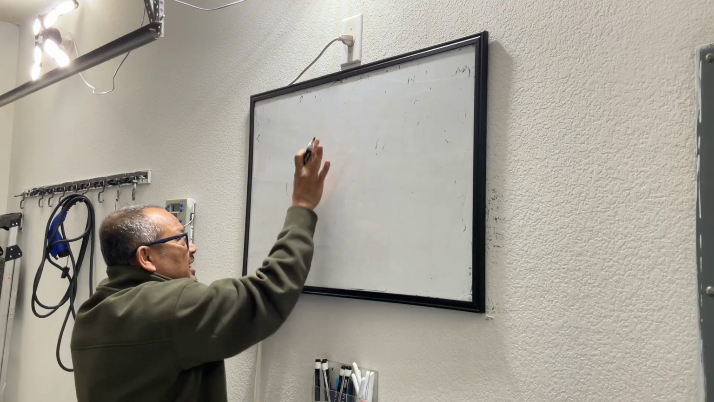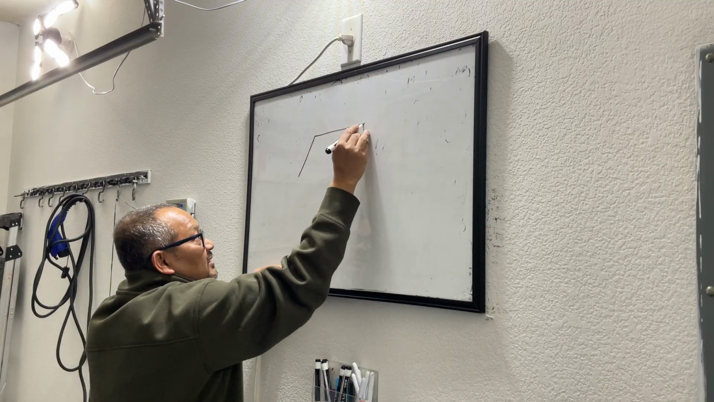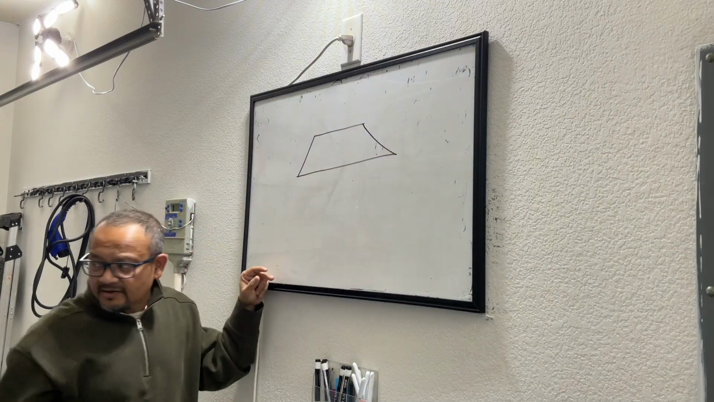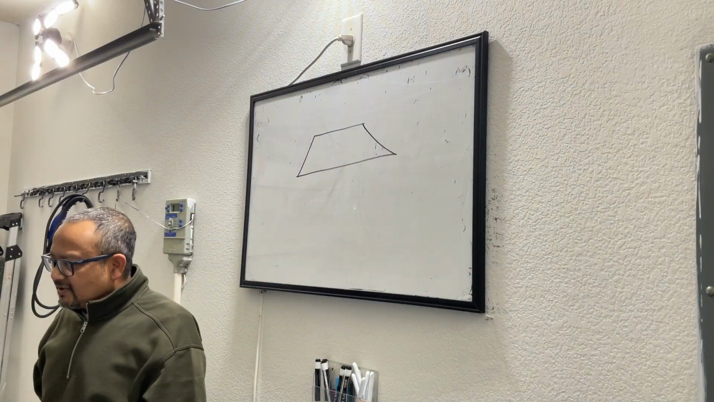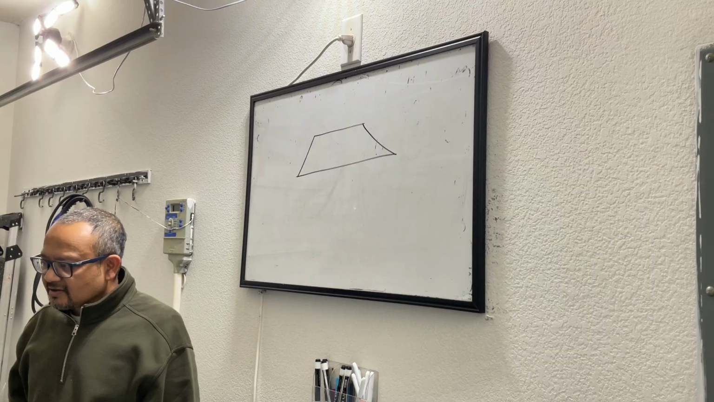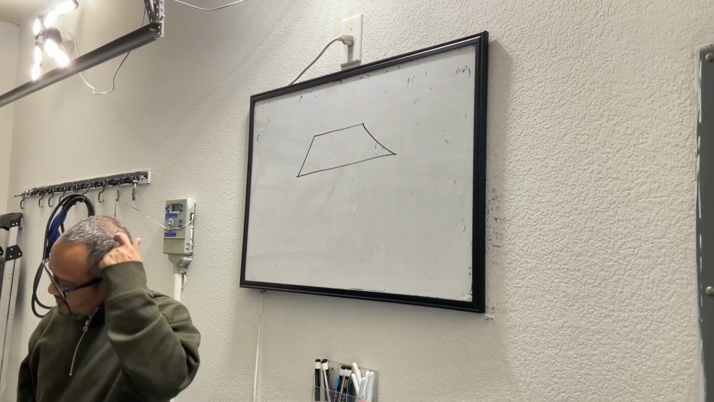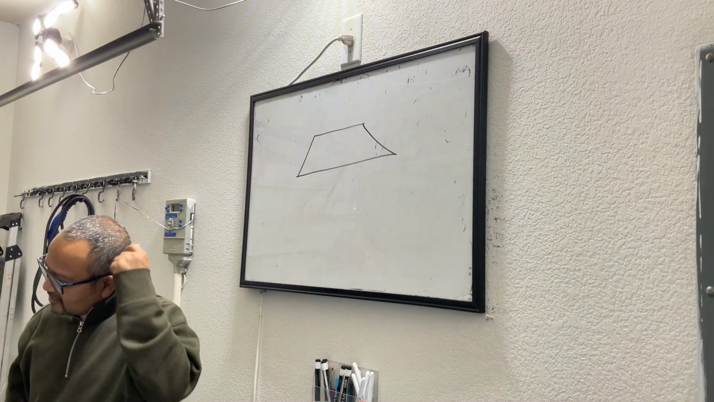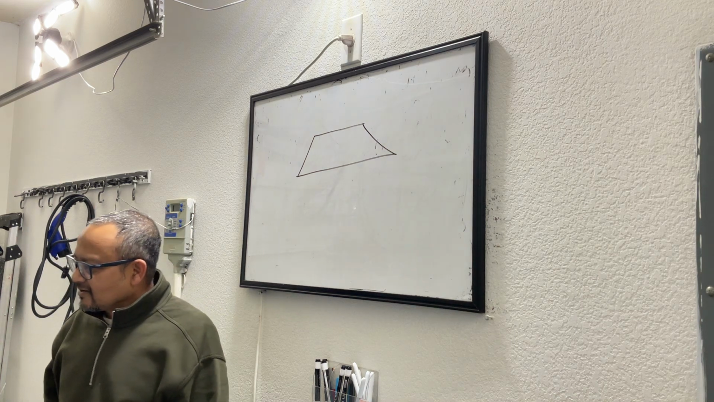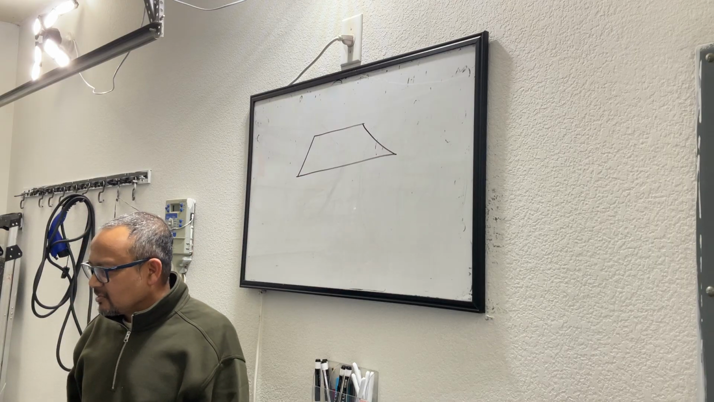Now the last shape in this quadrilateral family. What is the name of this shape? Trapezoid. Yep, trapezoid.